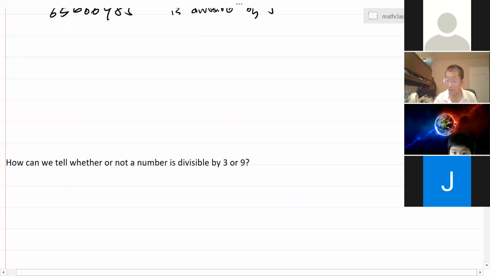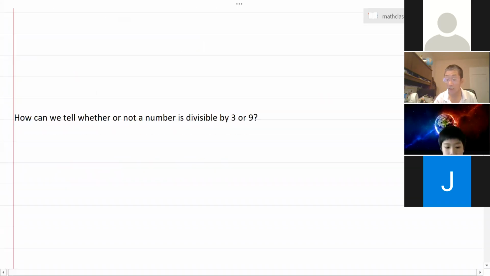Okay. Right, so now move on to the next one. Now how do we check whether a number is divisible by 3 or 9? Okay, so you have the digits. But do you know why? Can you prove that? You cannot just memorize. You have a super memory, right? But you cannot memorize all the stuff. So memorizing the idea is better.